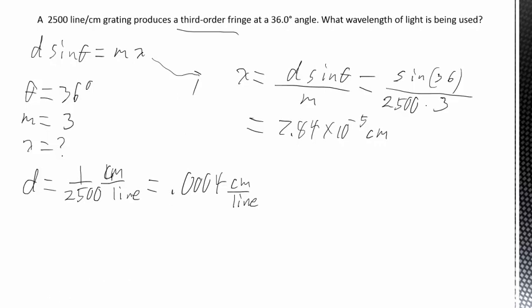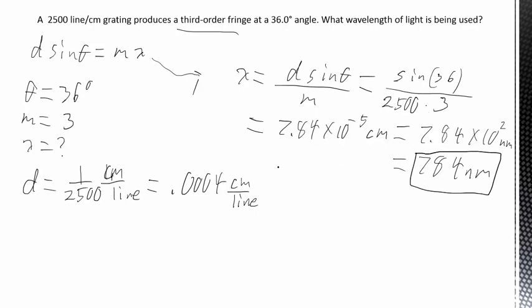So this becomes 7.84 times, if we multiply by 10 to the 7th and add that to this negative 5, that's times 10 to the 2nd nanometers, or 784 nanometers.